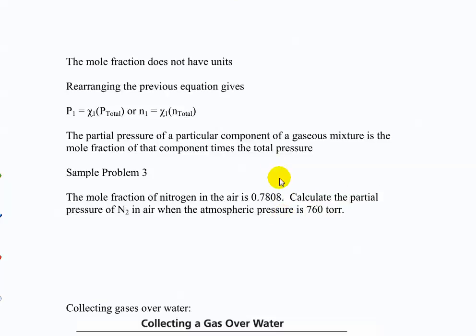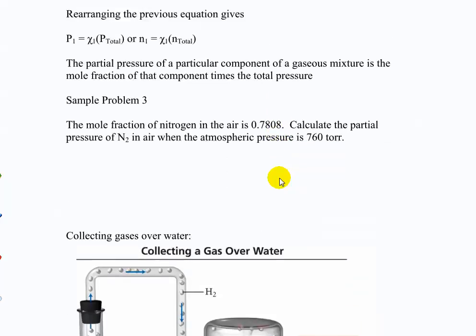All right. Another way we can rearrange that is to say that the partial pressure of a gas is the mole fraction times the total pressure. Or the number of moles of a gas is the mole fraction times the total number of moles. You don't have to remember all these equations or anything. These are just different ways of arranging the same thing. Okay.